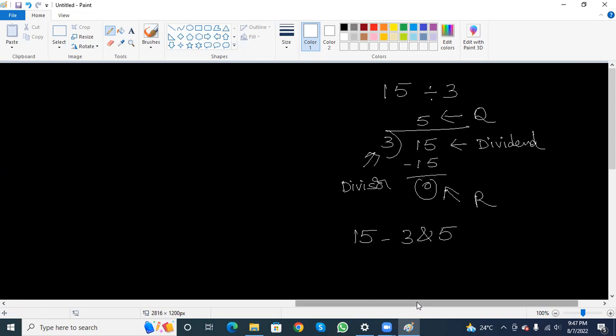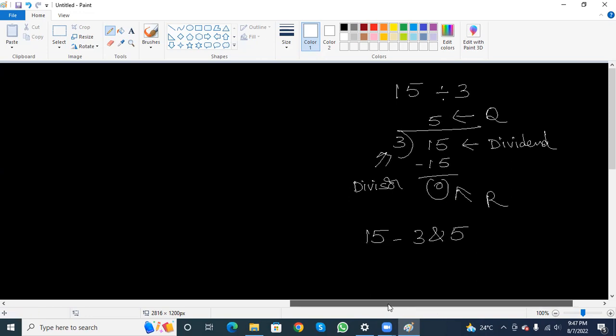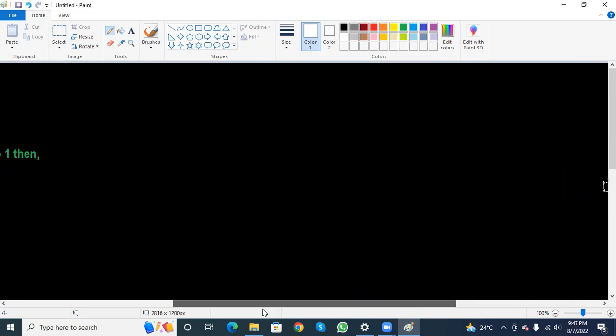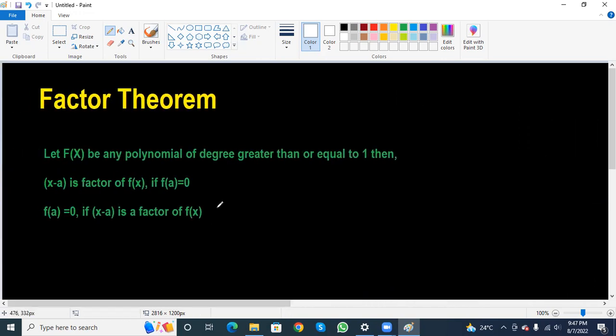Right? In the same way, here we are learning the factor theorem for polynomials. We all know that a polynomial is a variable representation. So instead of direct numbers, here we are going to divide algebraic representations, and we can remember this factor theorem. Let f of x be any polynomial of degree greater than or equal to 1.